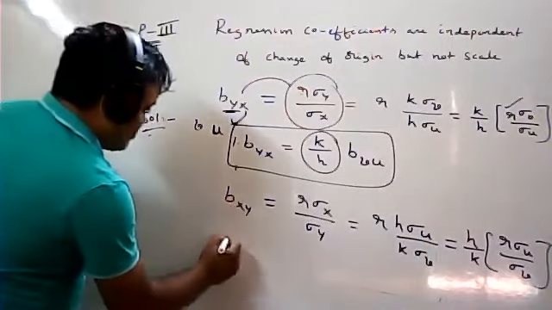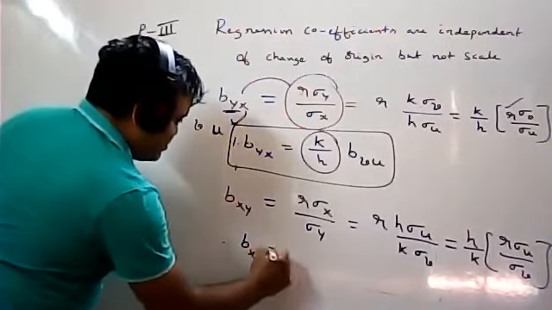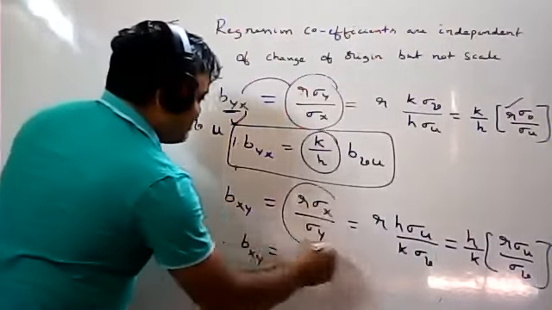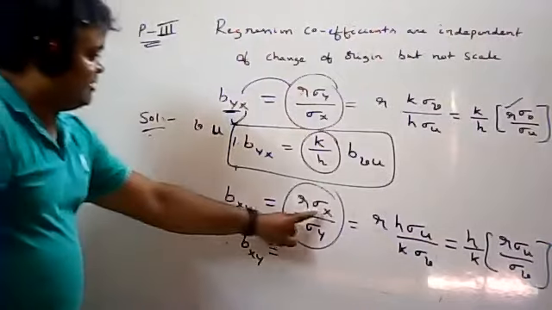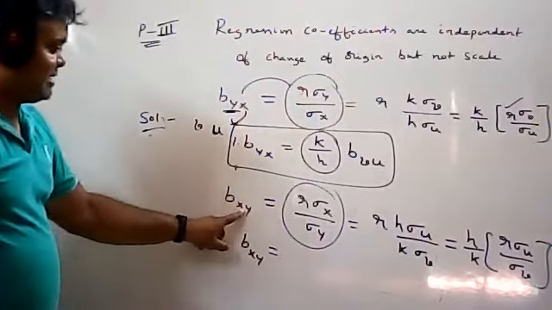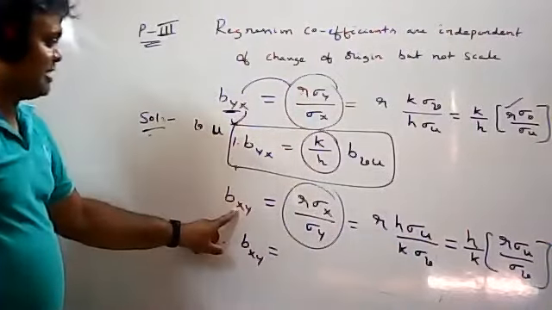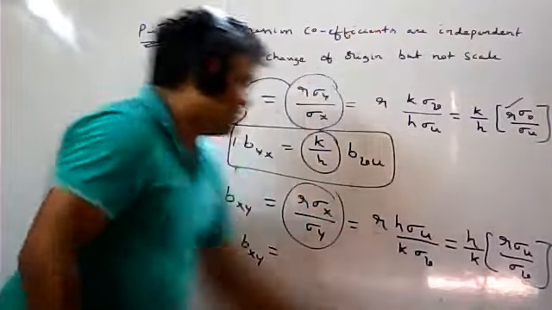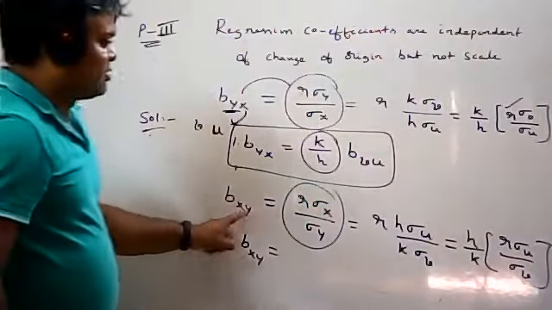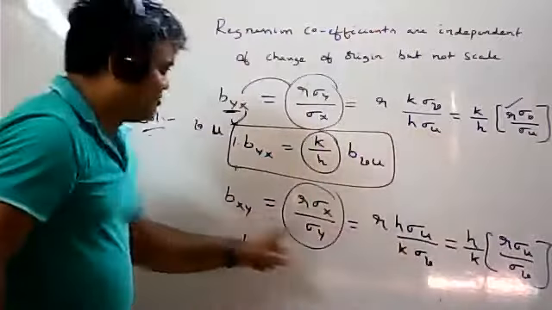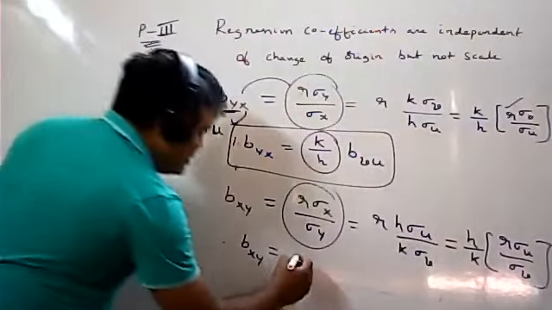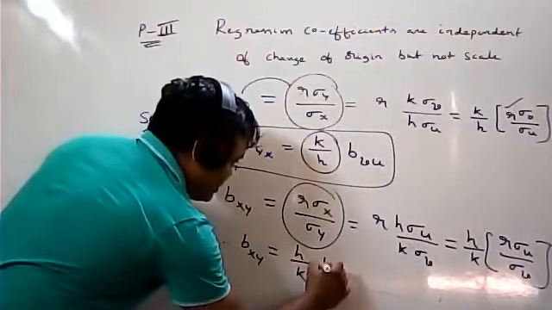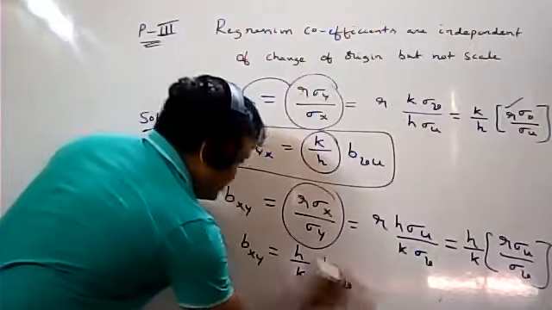Therefore, what is the bxy formula? bxy formula is r sigma x by sigma y. If x is there and y is there, you will get bxy. r sigma x by sigma y is nothing but bxy. In place of x we have u, in place of y we have v. So the formula will be h by k into buv.